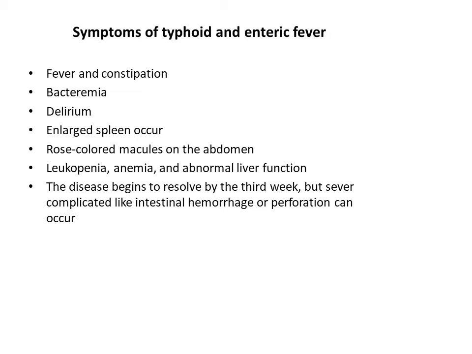Okay, this slide illustrates the symptoms of typhoid and enteric fever. There are many symptoms associated with typhoid fever. These are fever and constipation, bacteremia, delirium, enlarged spleen, rose-colored macules on the abdomen, leukopenia, anemia, and abnormal liver function. The disease begins to resolve by the third week, but severe complications like intestinal hemorrhage or perforation can also occur.